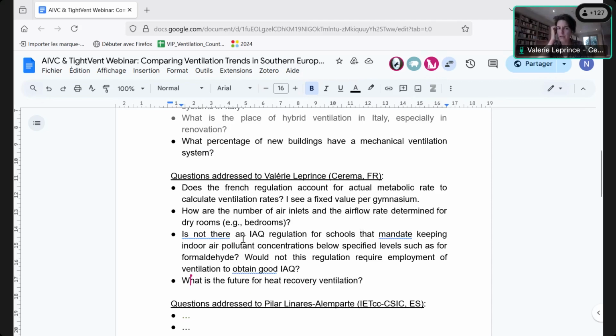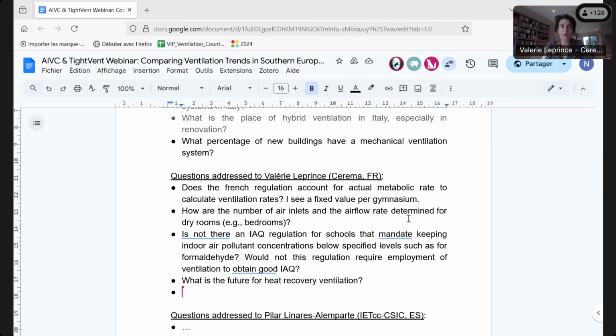So the number of inlets is calculated in the standard DTU 68.3 according to the kind of building you've got and how much extract you've got in the building. But it's usually one air inlet, and they usually put an air inlet that will provide 30 cubic meters per hour under 20 Pascal.